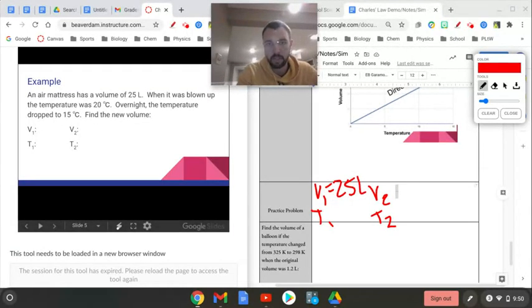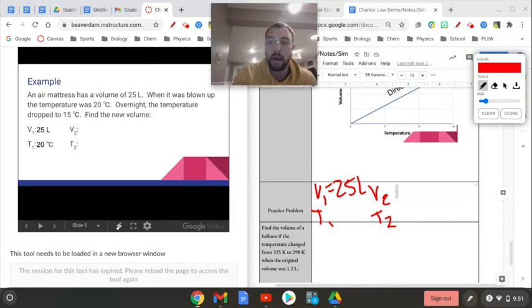Liters is a volume. That's what we're starting with. When it was blown up, the temperature was 20 degrees Celsius. Okay, now here's a key component here. Our temperatures have to be in Kelvin. Let's see. I think I may have forgotten that on the slides here. I'll go through and change that quick.